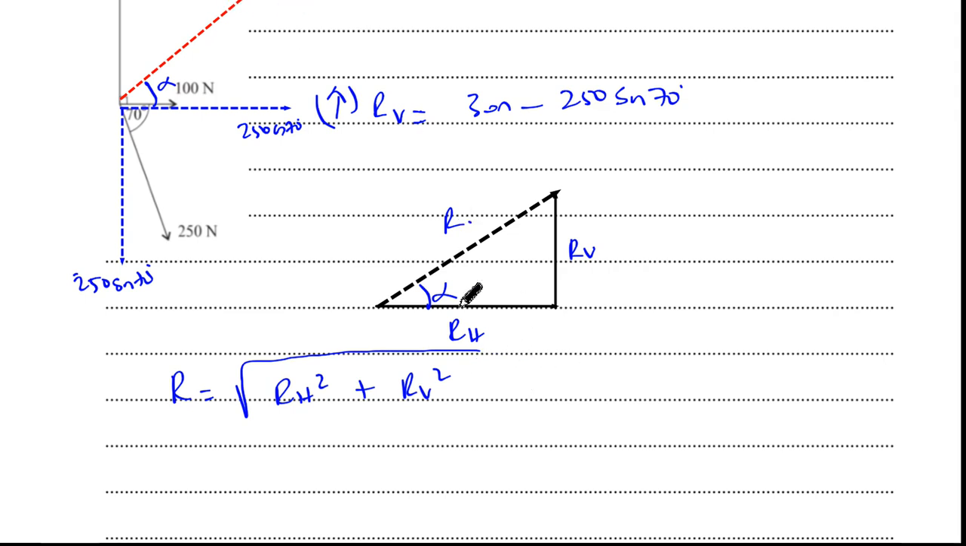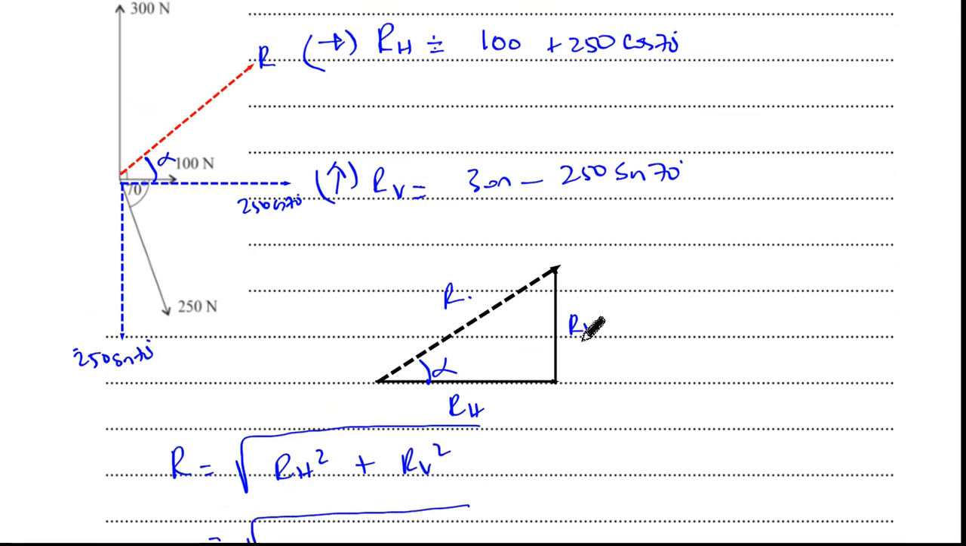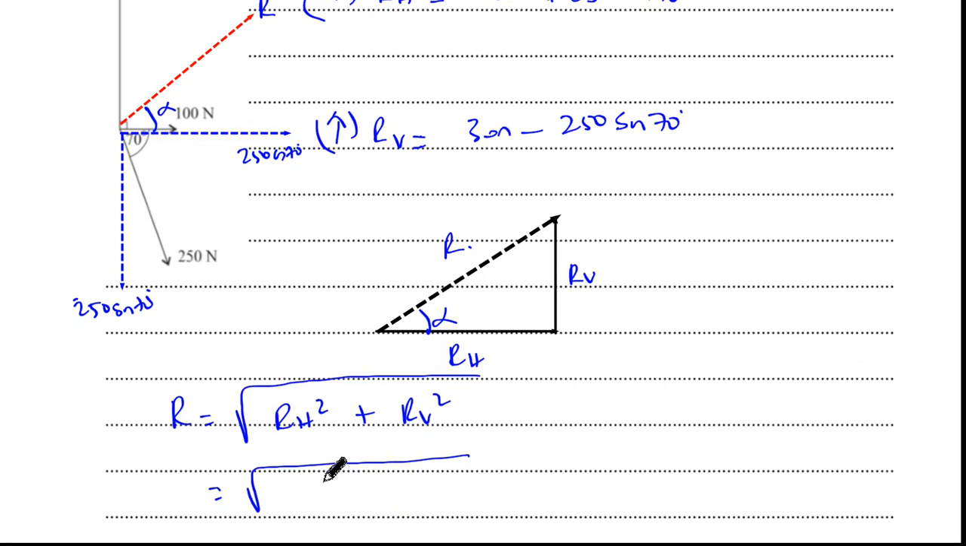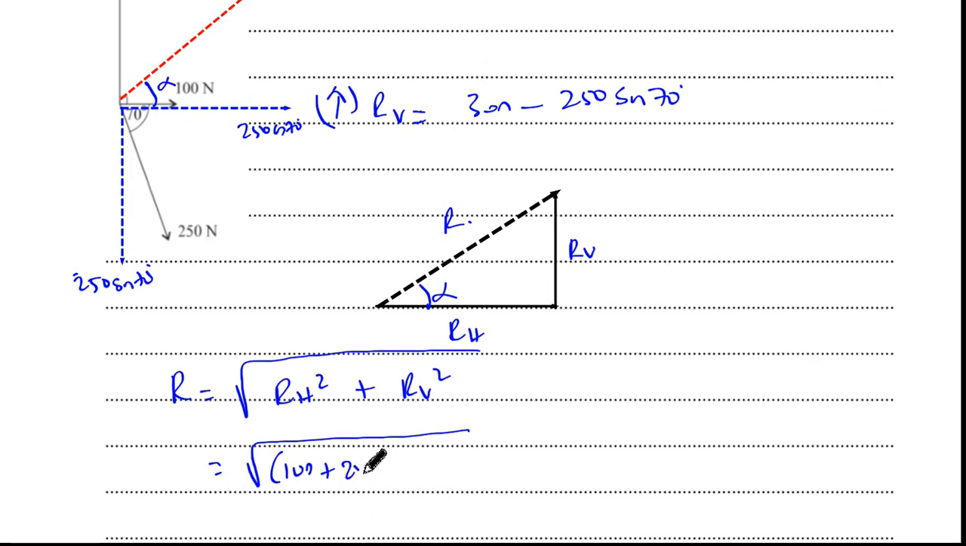So we have both those values here. So we can say that's going to be equal to the square root of, you have 100, I'm going to keep it in exact form. So this would be 100 plus 250 cosine 70, all squared. Plus, we're going to have this, which is 300 minus 250 sine 70, all squared. So that's going to give us our value of R.